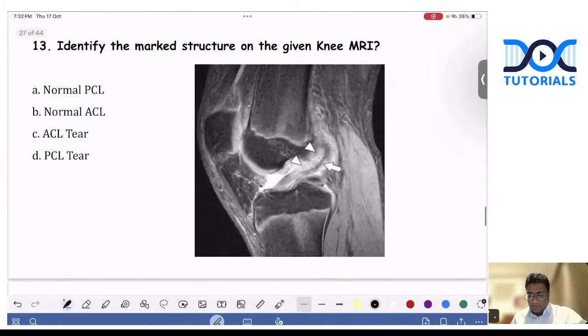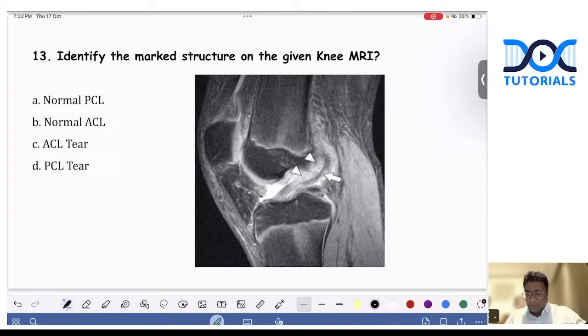Next, 13. Identify the marked structure on the given knee MRI. Can you tell me what this is? Is it a normal ACL, normal PCL, ACL tear, or PCL tear?